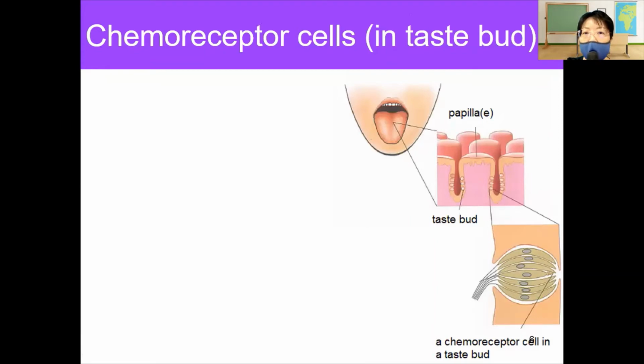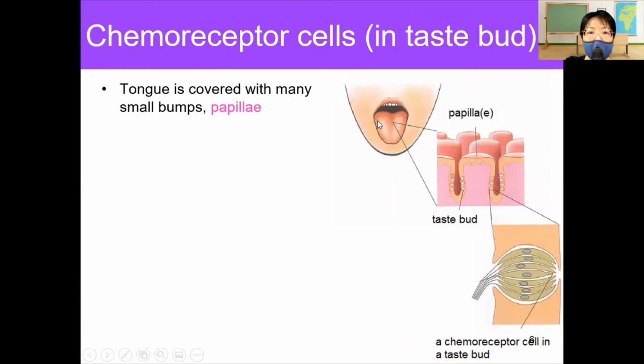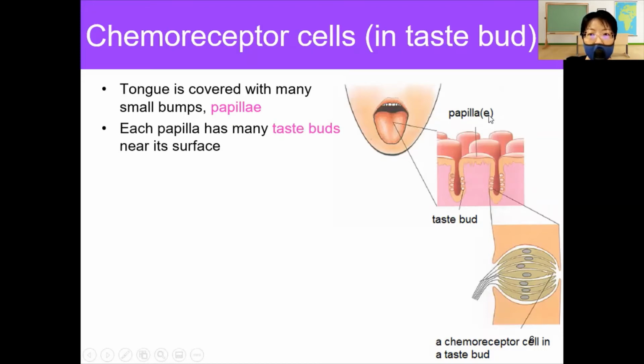So we're going to look at the chemoreceptor in our taste bud in the tongue as an example of a receptor cell and how it works to generate an action potential in the sensory neuron. Our tongue is covered with many small little bumps. Have you seen it before? It's not smooth, right? It's made up of very tiny little bumps like this. They're called papillae. Each papilla has many taste buds. This is one papilla, many papillae.